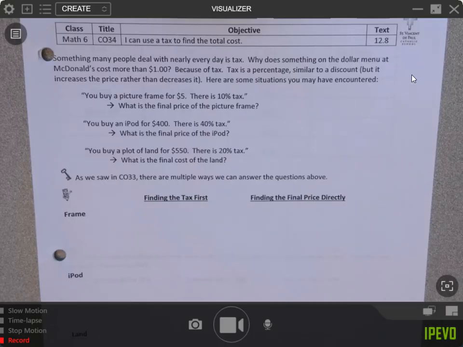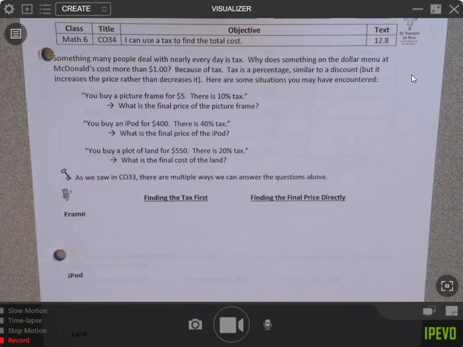Good morning. Today we are working on CO34. I can use a tax to find a total cost. Yesterday's objective with CO33 was doing a discount. We were subtracting out. Now we are finding tax. Tax is what we add on to that subtotal.